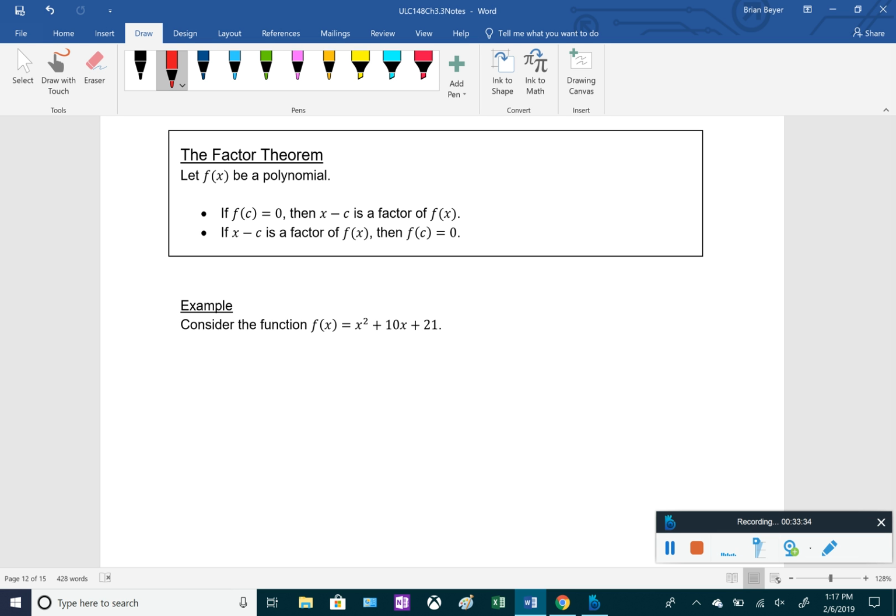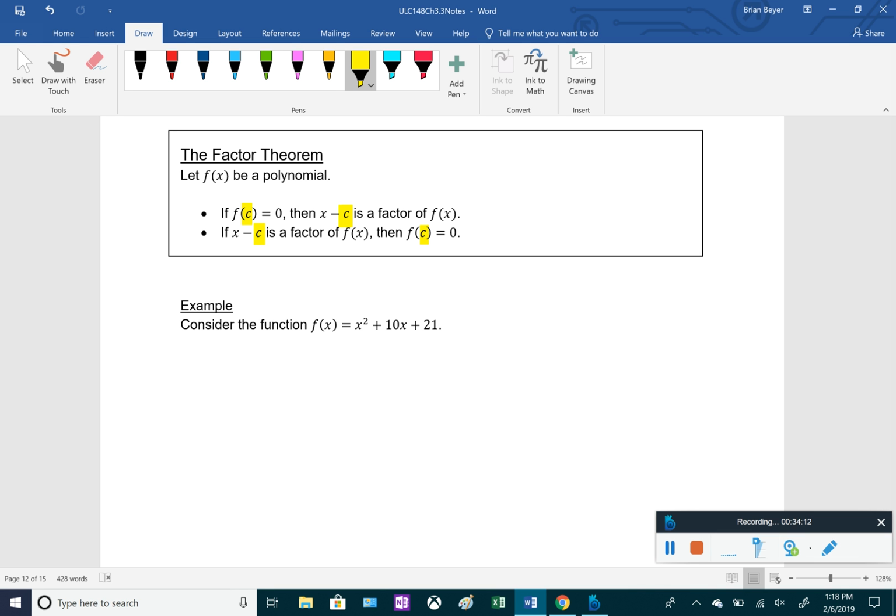We'll see how this is going to get a little bit more confusing now. The factor theorem says that if f of x is a polynomial, then two things hold. They're essentially the same thing in the opposite order. If f of c equals 0, so if we evaluate the function at a certain number c and it equals 0, that means x minus c is a factor. And then going the other way, if x minus c is a factor, then that means f of c equals 0.